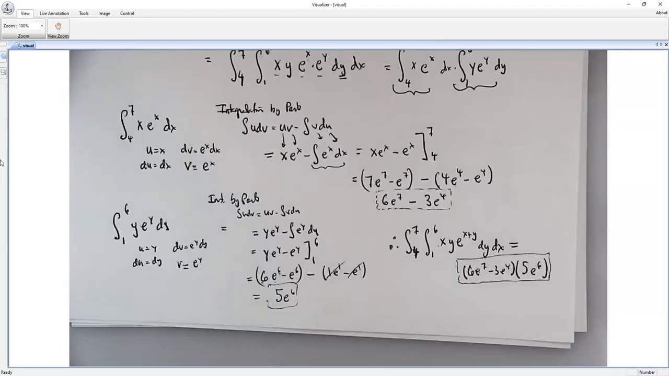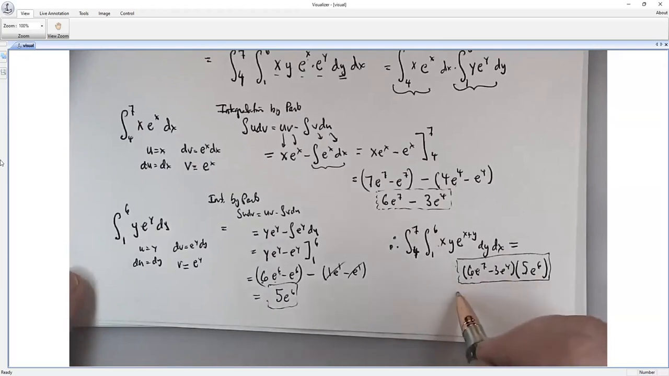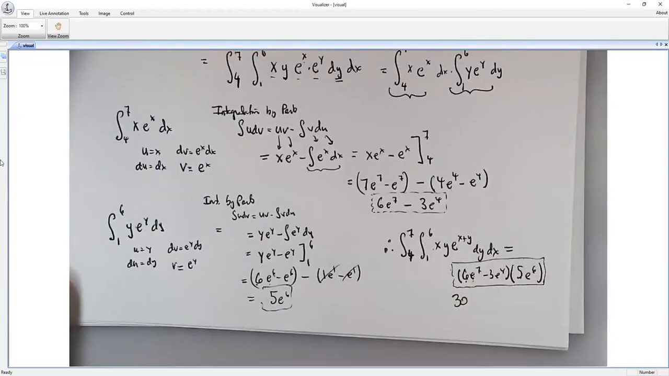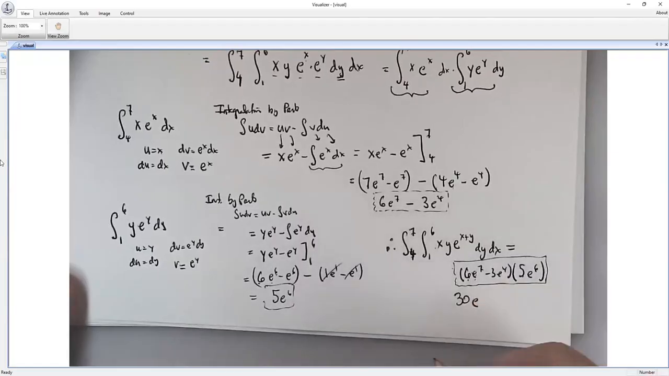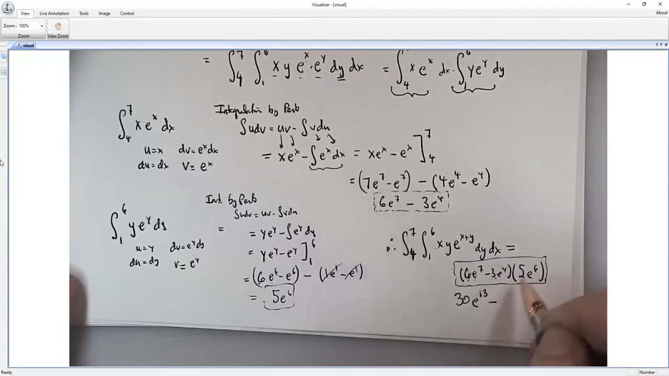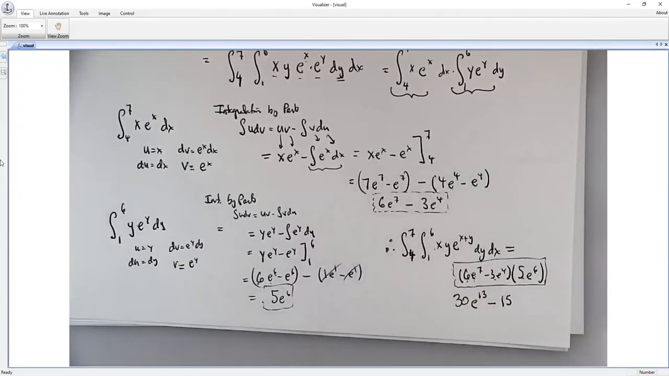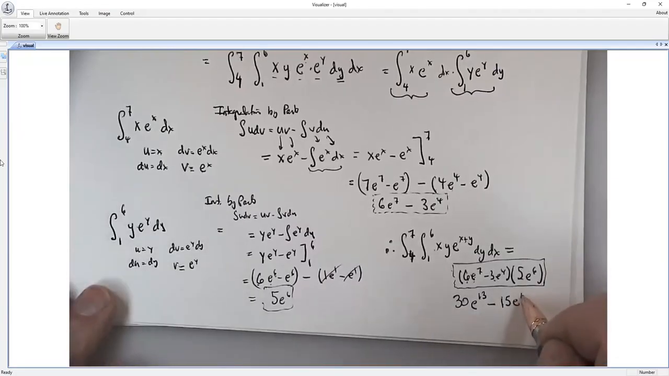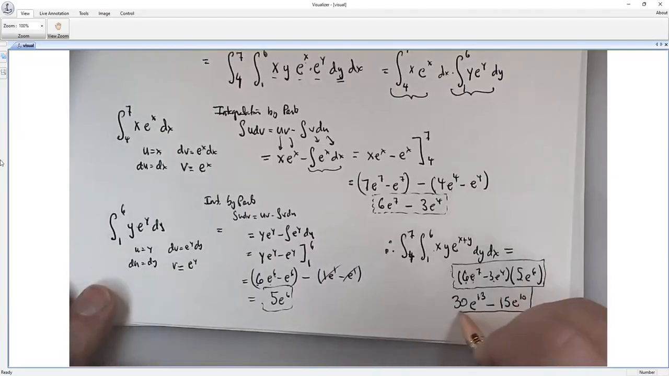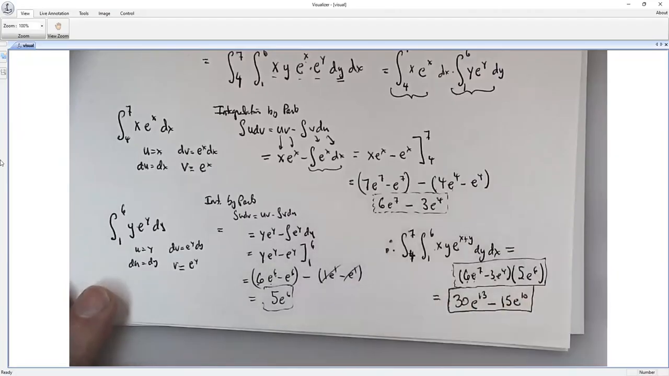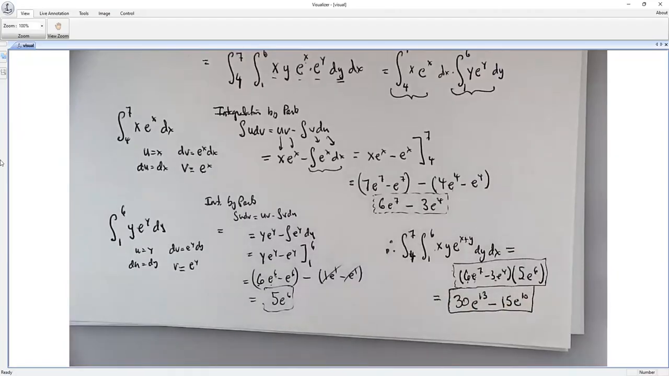However, for those people that just want to clean it up, because you should have the ability to do so, what do I get? Well, distribute. 5 times 6 is 30. What's e to the 7th times e to the 6th? Well, when you multiply, you add exponents. That's e to the 13th, minus 3 times 5 is 15. E to the 4th times e to the 6th, you add exponents, that becomes e to the 10th. And that would have been my cleaned up version of my answer.